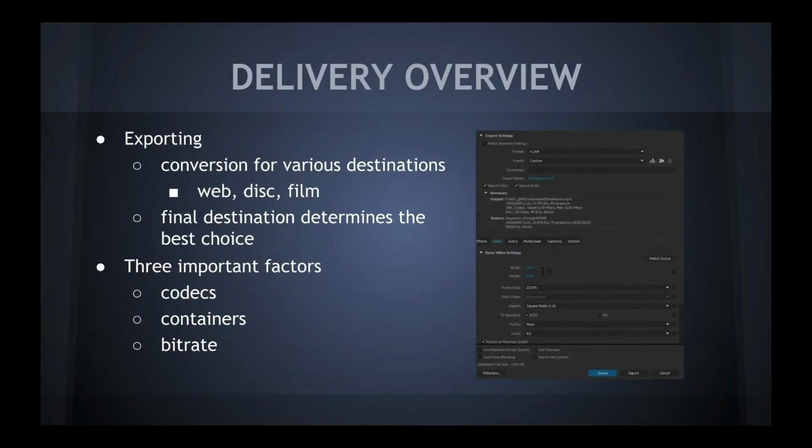Delivery overview: exporting and conversion for various destinations. This is really key. I would know this at the very beginning. Where are your destinations? Because they're going to help you make choices throughout your process about what to do and what not to do. If your final video is just going to be online and viewed on phones, shooting it in 8K RAW might not be the best choice.